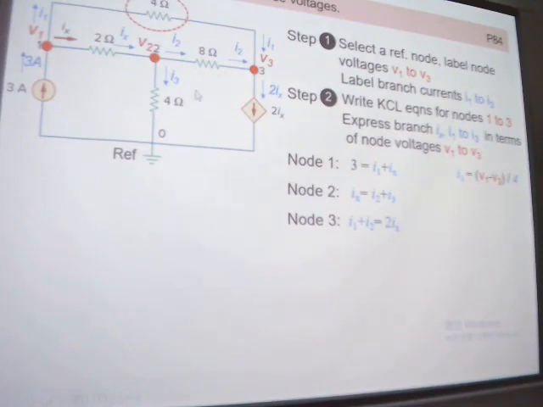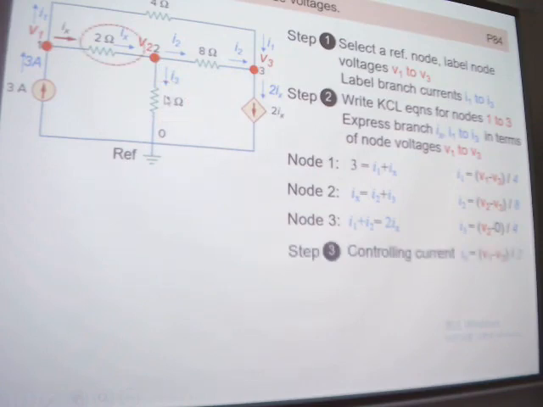Okay, go back to our I1. Then we need to look at this resistor, right? It's equal to V1 minus V3 over the conductance 4. Clear? And then look at this one. And this one we have V2 minus V3 over 8. Clear? And then we're going to this one. We have V2 minus 0 over 4.